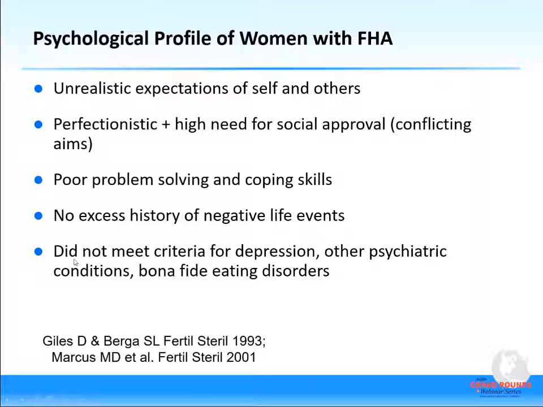So we didn't study individuals who were subjected to really poor environmental circumstances like war or other really horrendous societal problems. But instead just studied individuals who actually seemed to have a reasonable life trajectory, but didn't have a psychiatric disorder and didn't have a bona fide eating disorder, but were nonetheless amenorrheic.